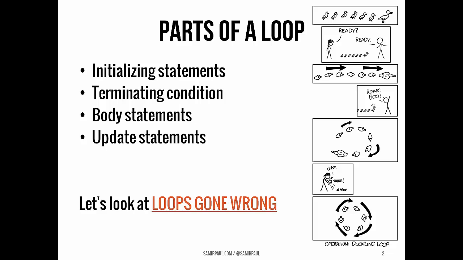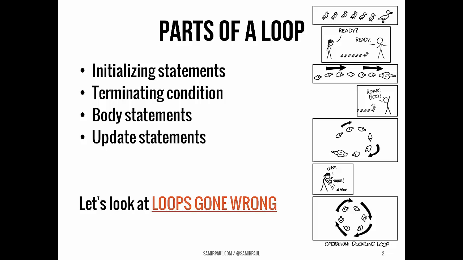Then we'd, of course, have body statements, which are the things that we do every time the loop runs, assuming that we pass the condition. And finally, we'd have update statements, which are usually at the bottom of a loop, and they basically change the values of the variables that we're using to test in the terminating condition.